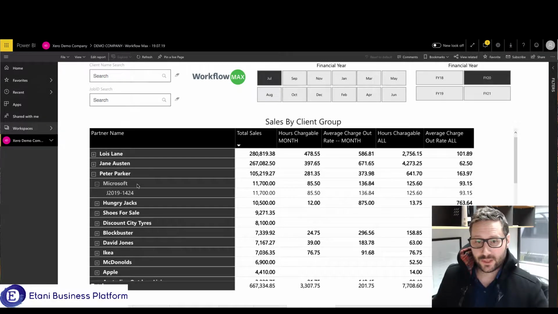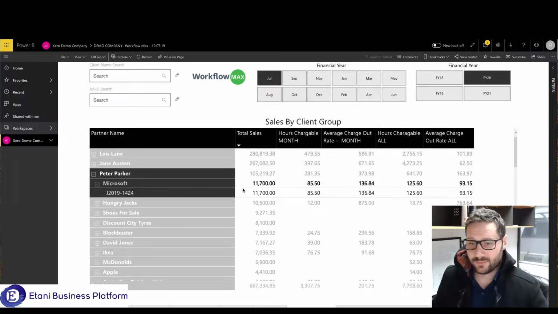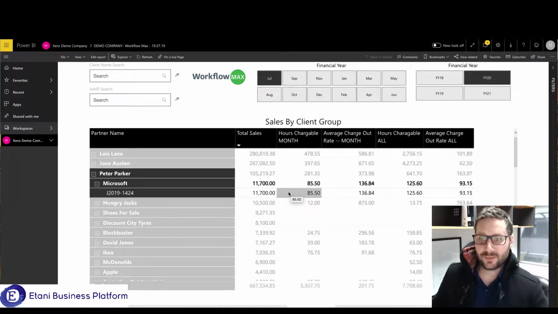Microsoft, if I just highlight him, he's billed Microsoft for this job 11,700 for the month. And there's 85 hours of chargeable time for the month. But it's not a monthly job. If you can see for that job, there's actually 125 hours because there was time in June for that job as well.